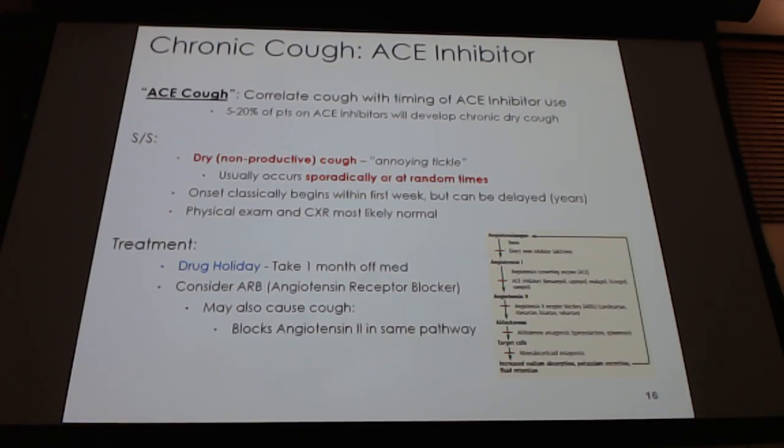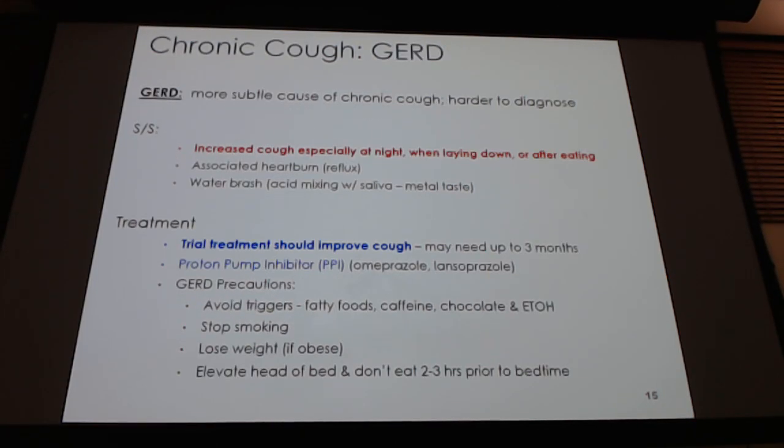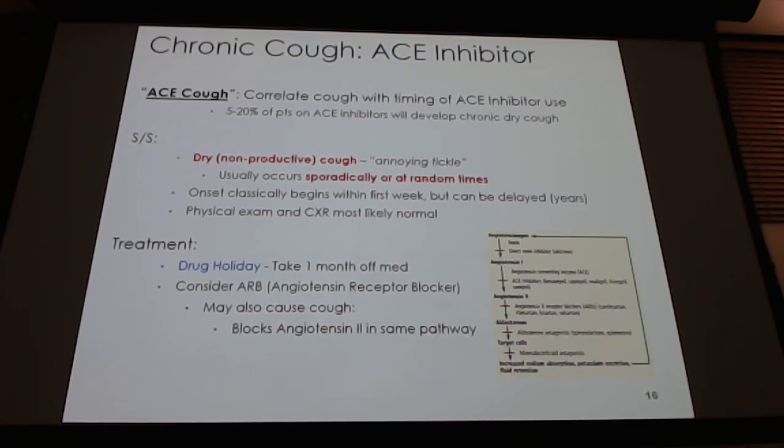All right, and then the ACE cough, and you guys are tracking, right? Give them a PPI. Okay, this isn't GI, I know. So we have an ACE inhibitor. We learned about that several times. You get that dry, non-productive cough. It's described as an annoying tickle. The timing can be tricky.